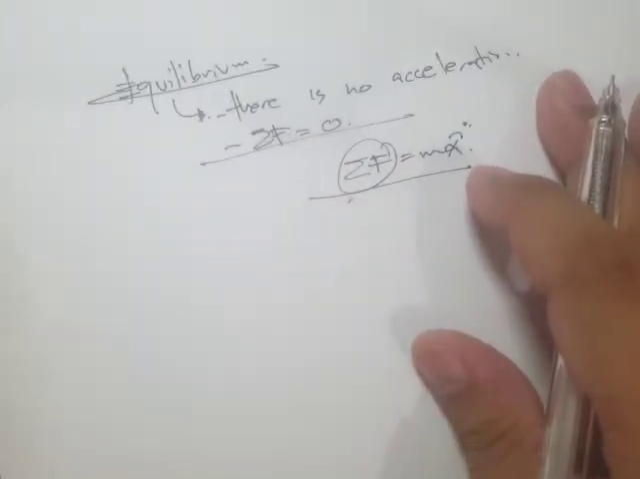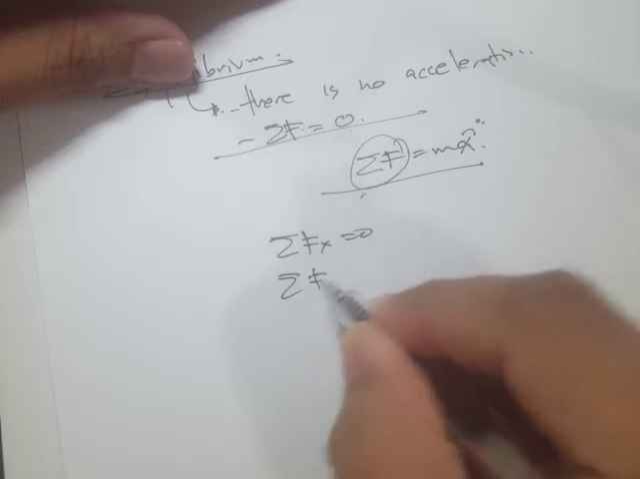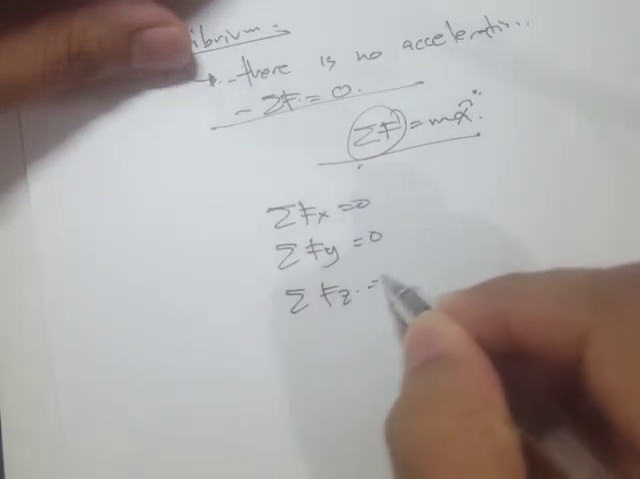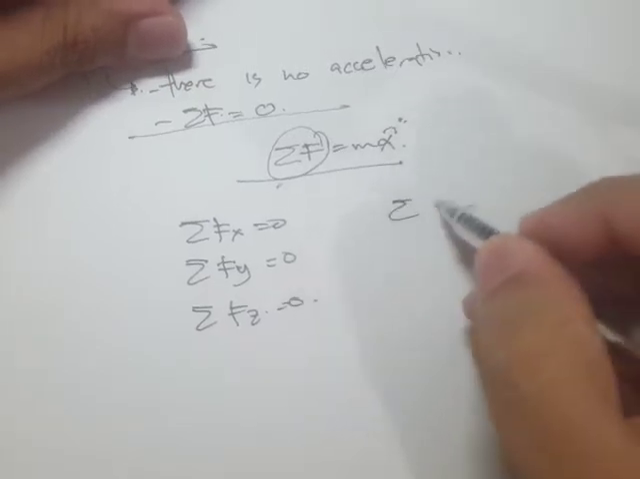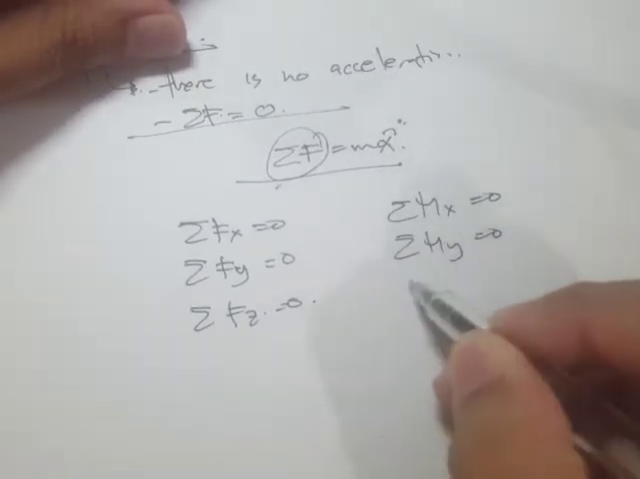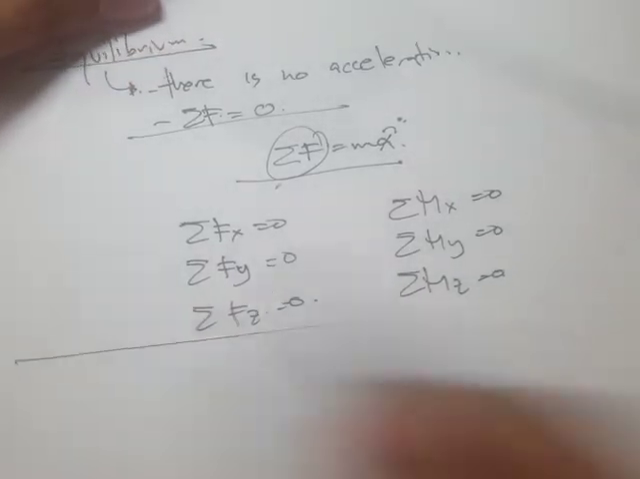In terms of rectangular coordinate systems, just recall that we have summation of forces along x is equal to 0, summation of forces along y is equal to 0, summation of forces along z is 0, and in terms of moment, moment along x is equal to 0, moment along y is equal to 0, and moment along z is equal to 0.